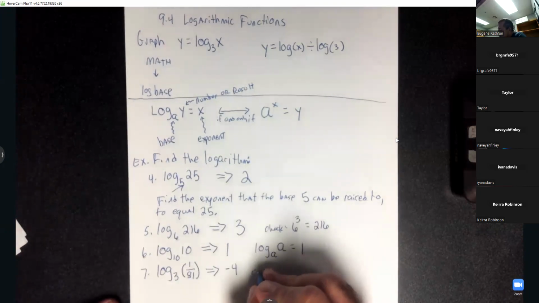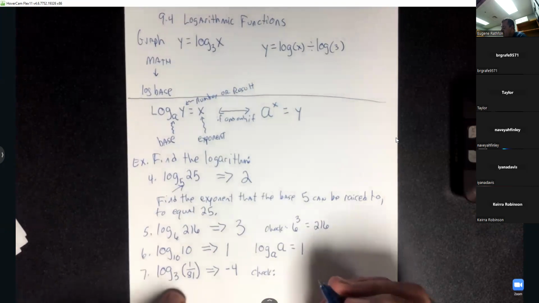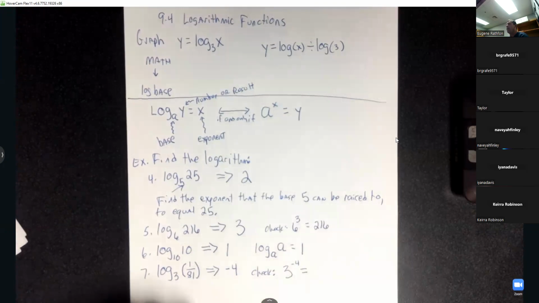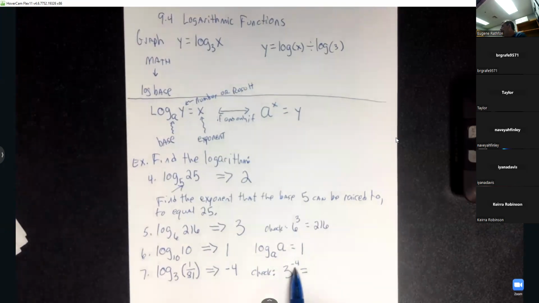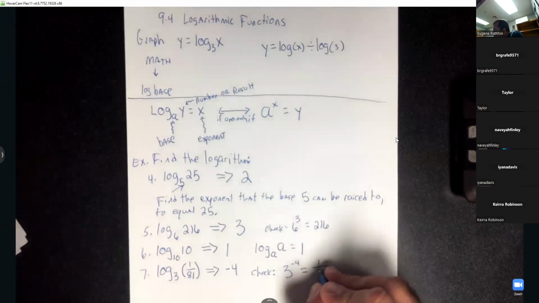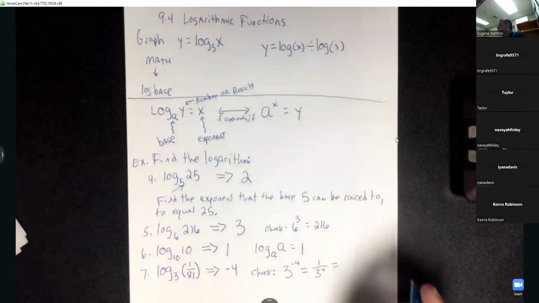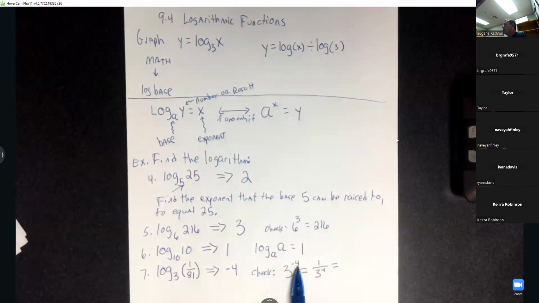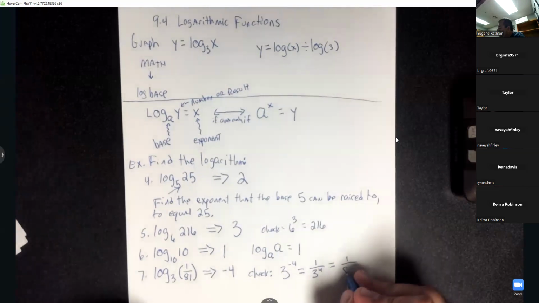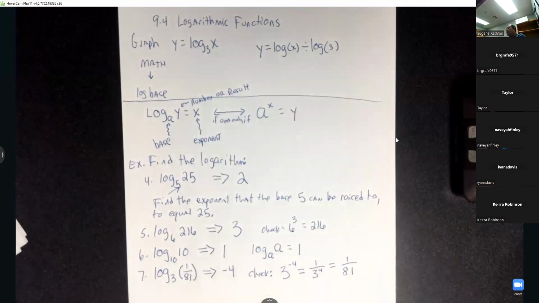So let me check that. So to check that, I would have 3 raised to the -4. So remember, you got an exponent rule that says when you got negative exponents, you put them under a 1 and make the exponent positive. So since it's negative exponent, I put all that under a 1. So the top is 1, and then 3 to the 4th is 3 times 3 times 3 times 3, which equals 81. So they will check out with these negative exponents, okay?